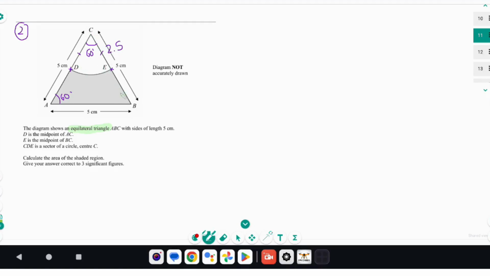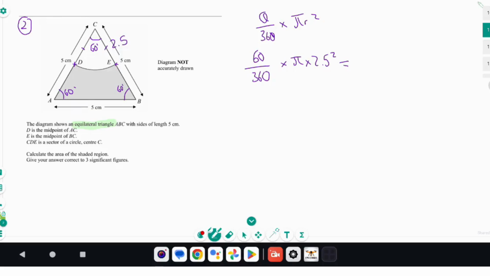So now for our sector, can you see, we can now work out sector area because we've got an angle and the radius. So sector area is theta over 360 times pi r squared. So 60 over 360 times pi times 2.5 squared, which is 3.27. Make sure we write down those small decimal places because we don't want to lose accuracy in the answer. We want the answer to 3 significant figures. So if I take through 3 decimal places, that should be enough.